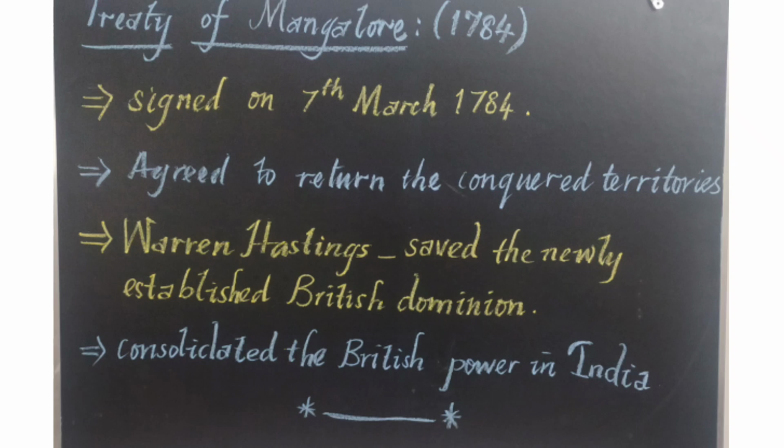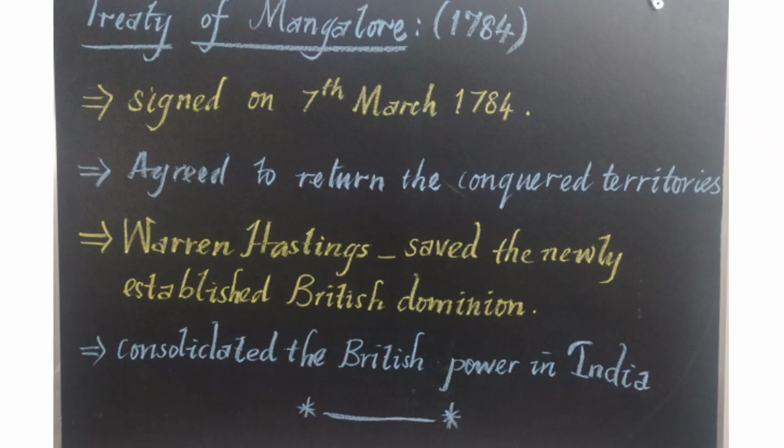At that time, the British Governor General was Warren Hastings. He saved the newly established British dominion from the powerful enemies, the Marathas and Hyder Ali. And even at that time, there was a conflict between the English and the French in America also. In America, the English lost their colonies to the French, but in India, they succeeded in saving their newly established British dominion. And the credit went to Warren Hastings because he consolidated the British power in India.